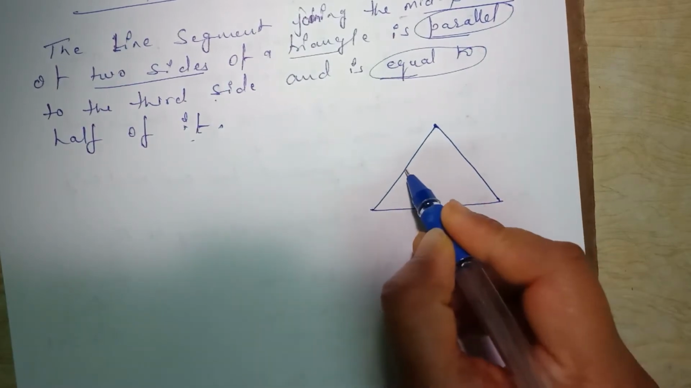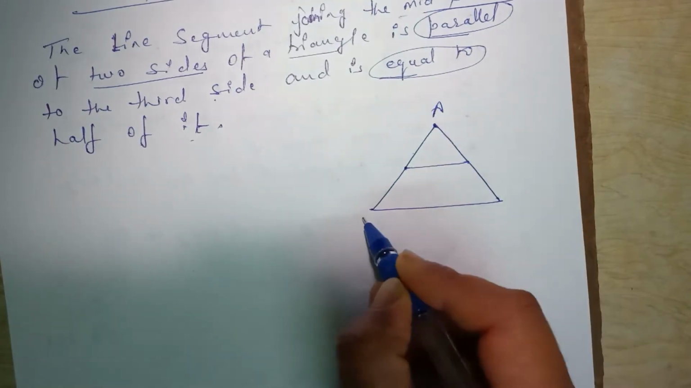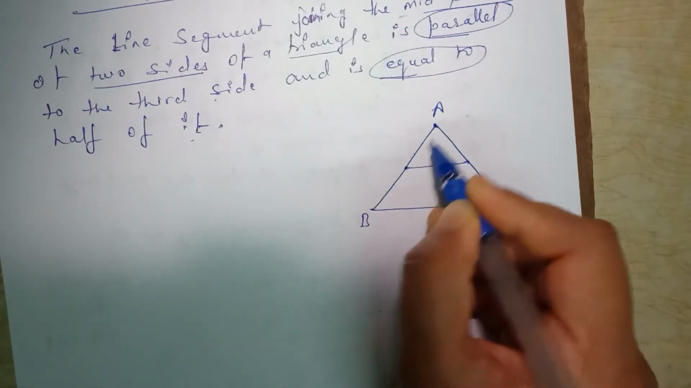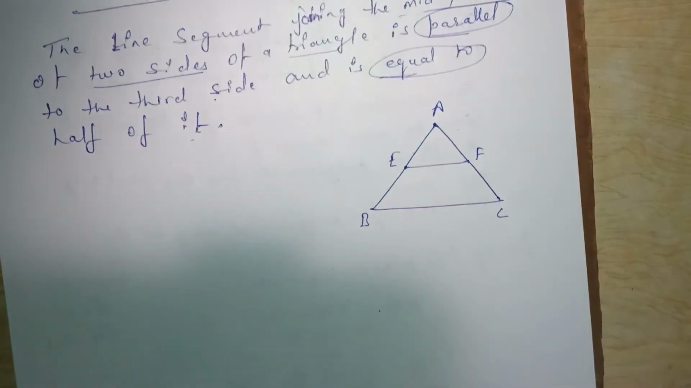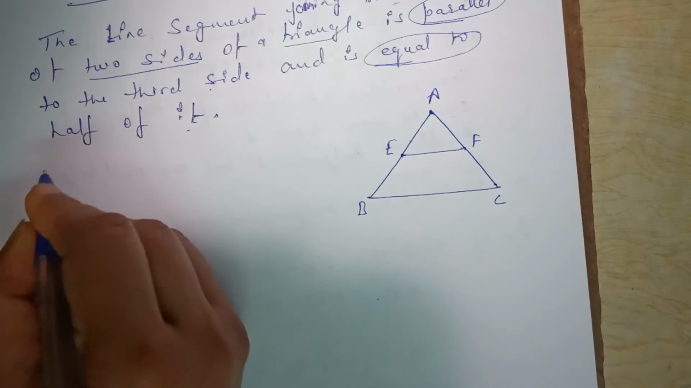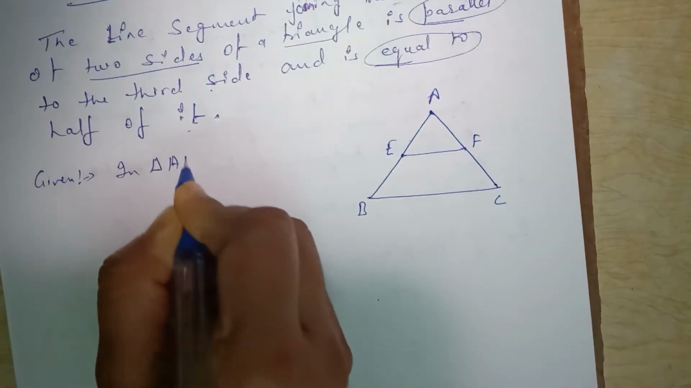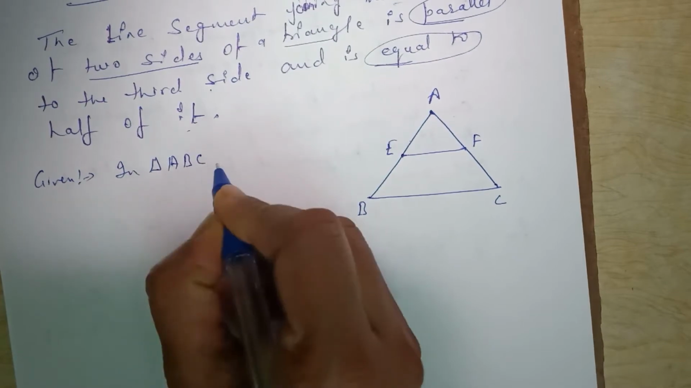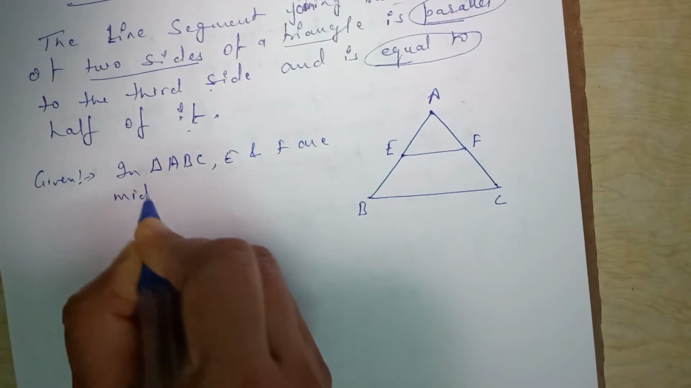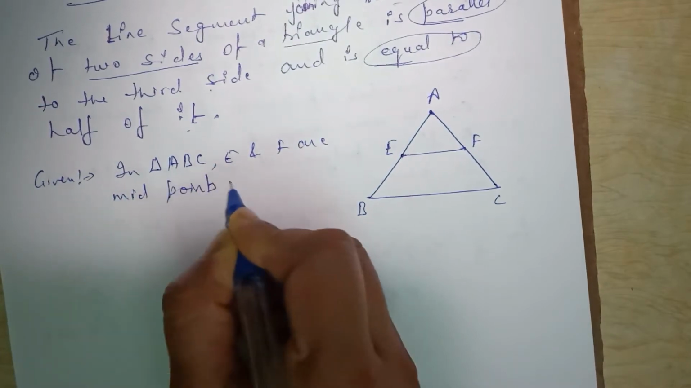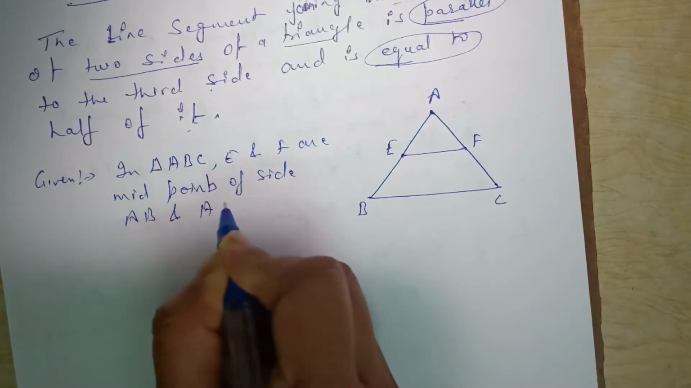and in the triangle we have the midpoint of two sides. These are the two sides. Let the name of triangle be ABC. AB and AC have the midpoint E and F. This is the statement. It is given in triangle ABC, E and F are midpoints of side AB and AC.